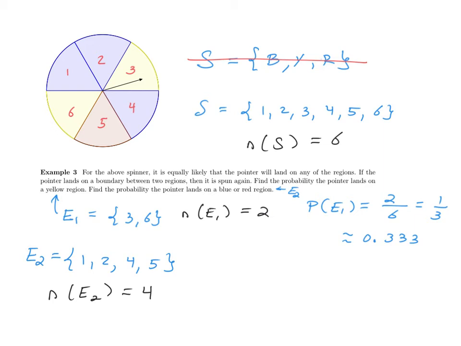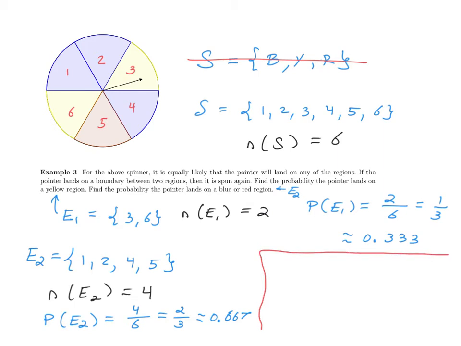Now, when we find the probability of event E2, it's going to be 4 over 6, which reduces to 2 over 3. If we use a decimal, it'll be approximate. That's about 0.667 or 66.7% if you want to convert it. So here we have a nice approximation, and this would be the exact answer. Before moving on, I'll remark on one thing that will show up in a future lesson.